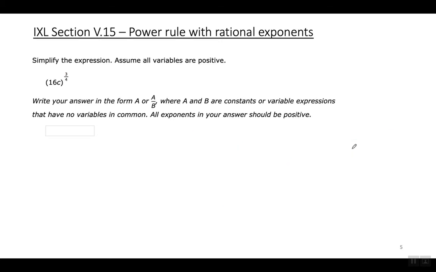All right, next example. So again, this exponent out here, I got to distribute it to every term inside the parentheses.